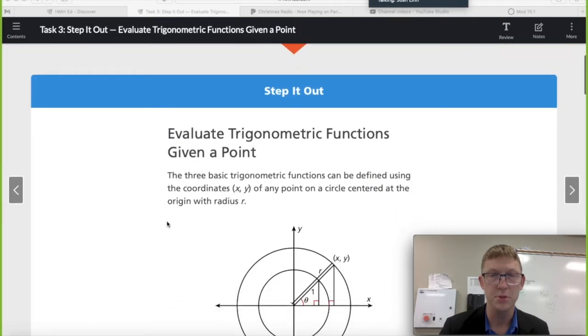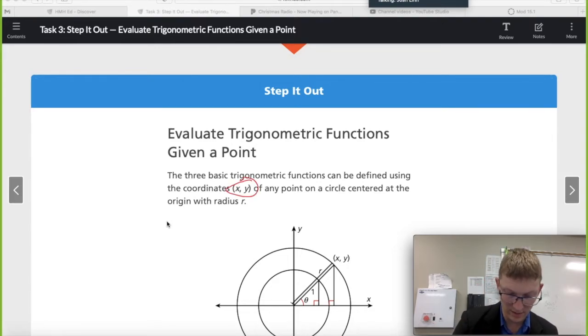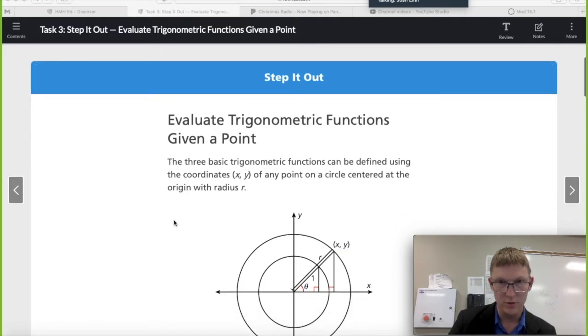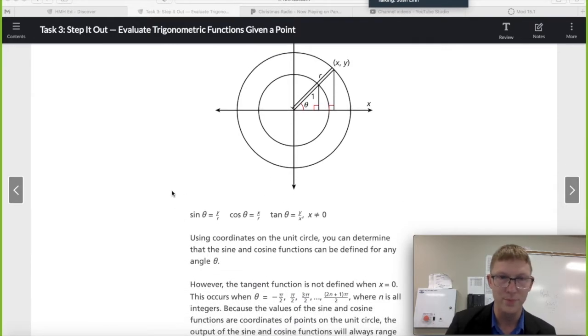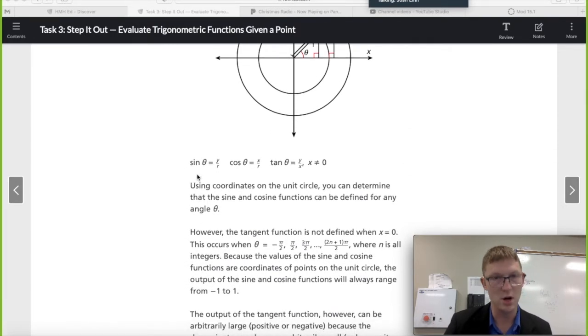So evaluate trigonometric functions given a point. So this is the same concept, but in this case, they are giving us a coordinate, x and y, and they want us to be able to evaluate our trig functions for this theta down here, given that we are no longer on the unit circle because we have an x and y coordinate. It sounds worse than it is in my opinion, but let's just try it out.